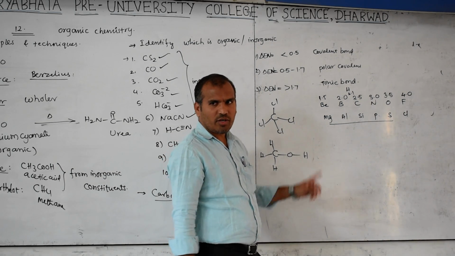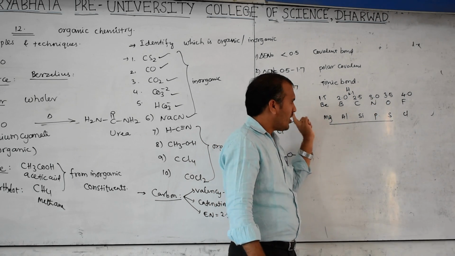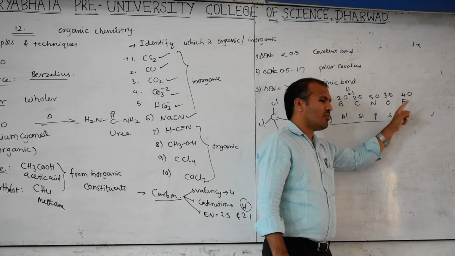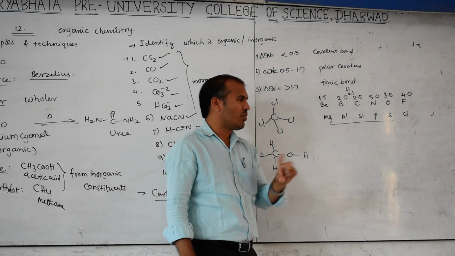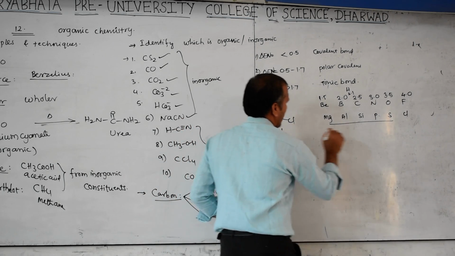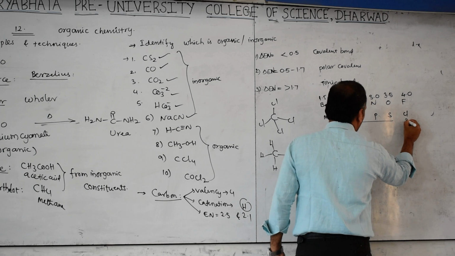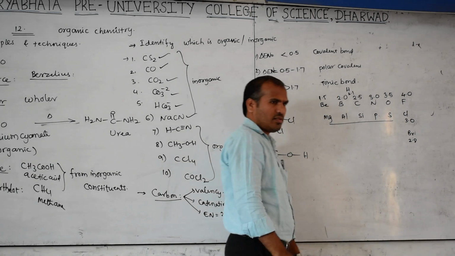This is the electronegativity order, not according to the periodic table, so I wrote hydrogen in between. Periodic table also: beryllium, boron, carbon, nitrogen, oxygen, fluorine. Neon is already octet satisfied, so we are not discussing it. Then chlorine is nearly 3, bromine nearly 2.8, like this, added very little.